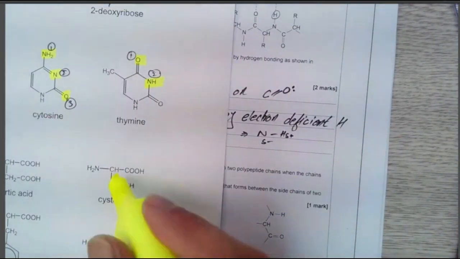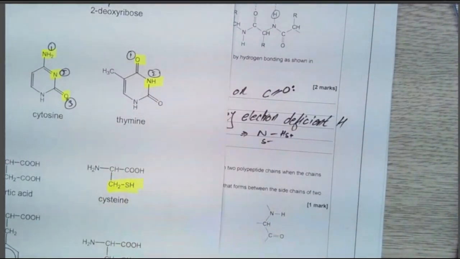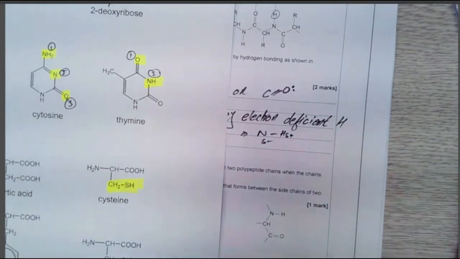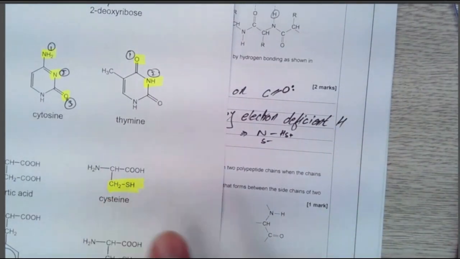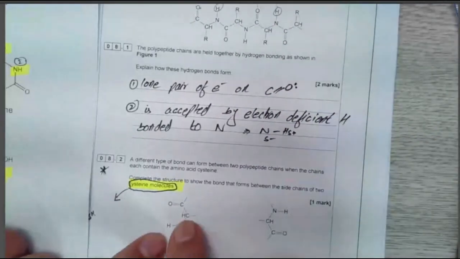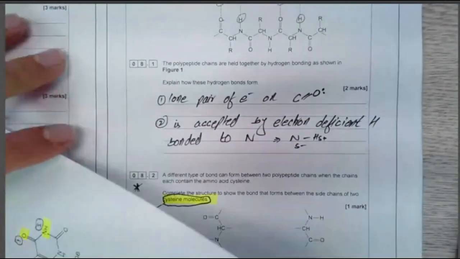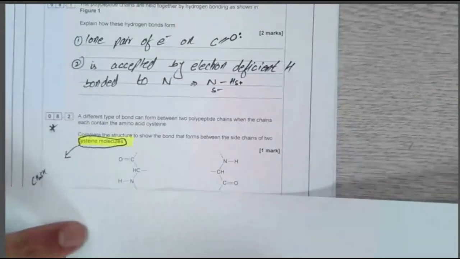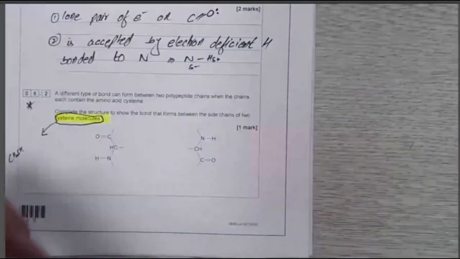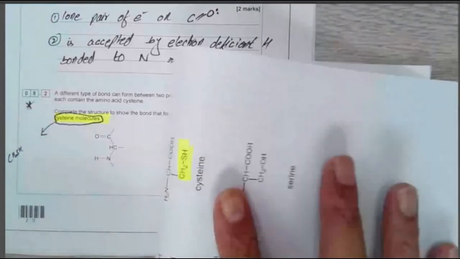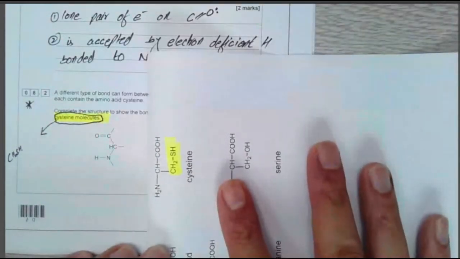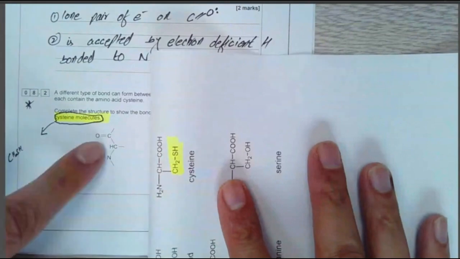So if I go to my data booklet, this is my cysteine. So it has CH2SH. So at this location, you can see what they've done is they've given you this molecule, but it has been given in vertical form like that.